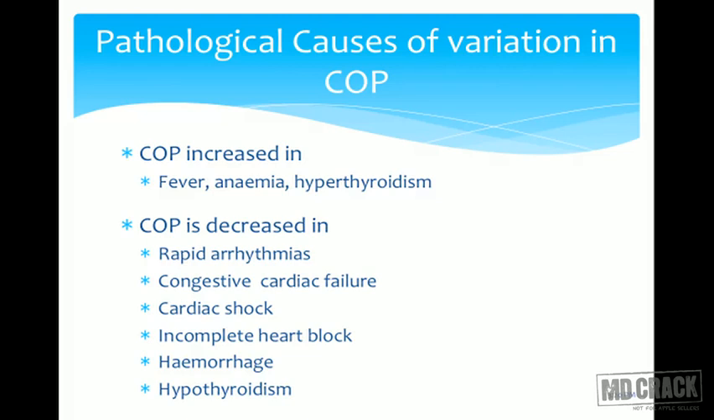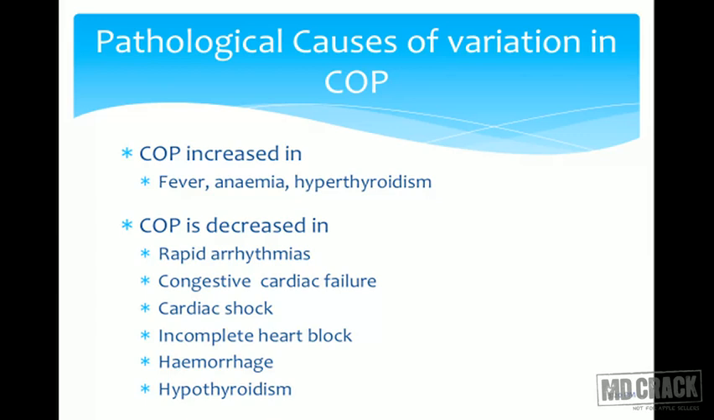Pathological causes of variation in the cardiac output. Cardiac output is increased in fever. Fever, the increase in body temperature, will increase the stimulation over the SA node, causing excitement of the SA node, and because of that the heart rate is going to increase. The cardiac output will increase in anemia. In anemia, what has happened? First, because of the lower oxygen concentration, it stimulates the heart to increase the heart rate. Not only that, but in anemia the viscosity of the blood has decreased. A decrease in viscosity will cause more rapid flow of blood, so the venous return is going to increase. If there is an increase in venous return, the cardiac output will increase because of that.